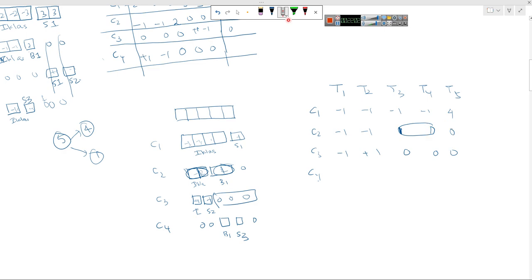Okay, right. Then we'll compare this one. 0, 0. This one is negative 1, this one is plus 1. This one is negative 1, this one is plus 1, this one is 0. Okay, now we will compare this.